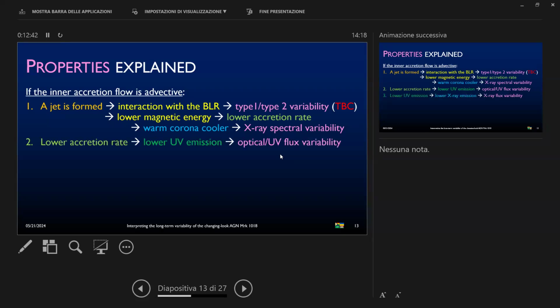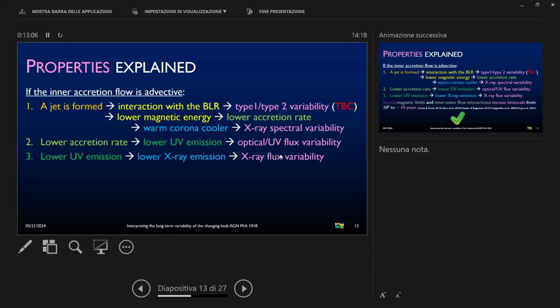Now, since we have a lower accretion rate because the magnetic energy is lower, we also have a lower UV emission because the UV is directly proportional to the accretion rate. This makes sense because if you have a lower accretion rate, the viscous friction is lower, and so the UV is also getting lower. And this gives us the optical flux variability that we were observing while plotting all the photometric points. Now, since the UV emission is lower, we have fewer seed photons for the corona, and this gives us the lower X-ray emission, which explains the X-ray flux variability that we observe.